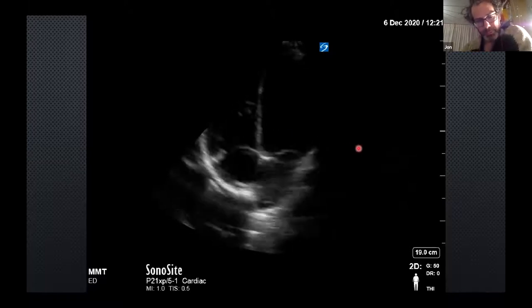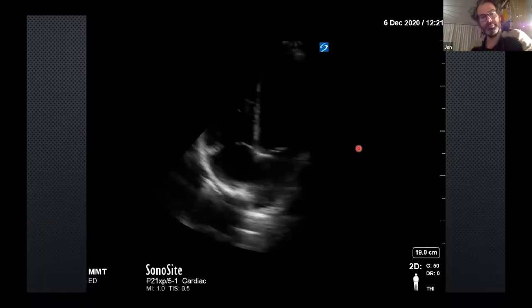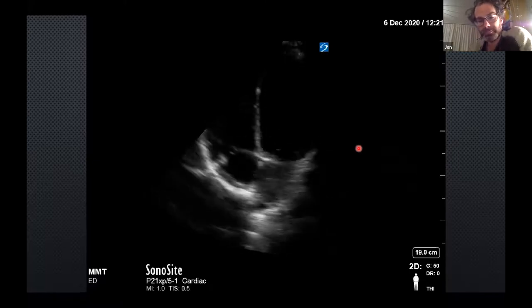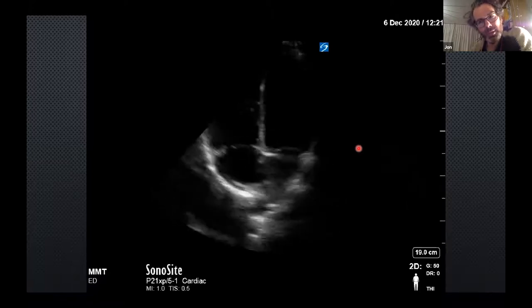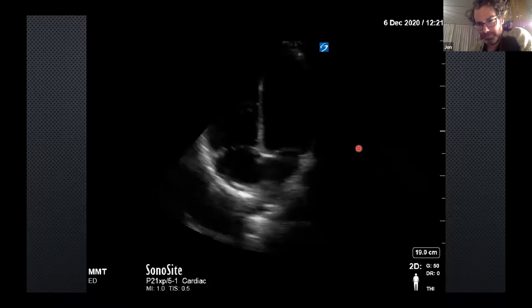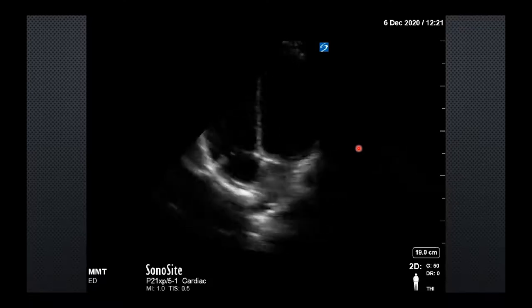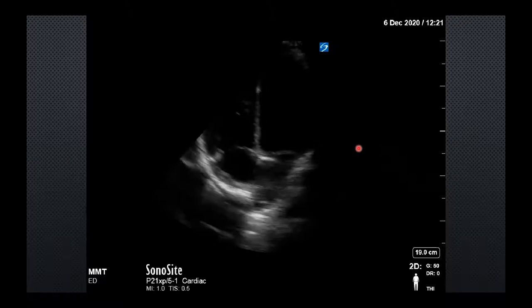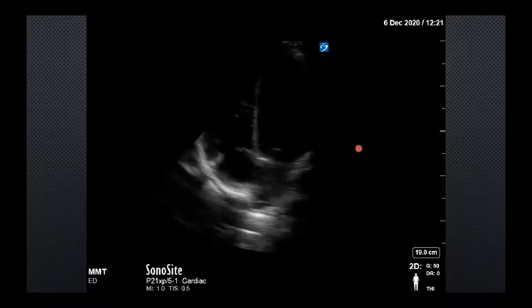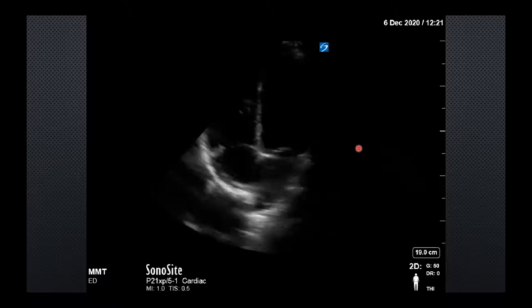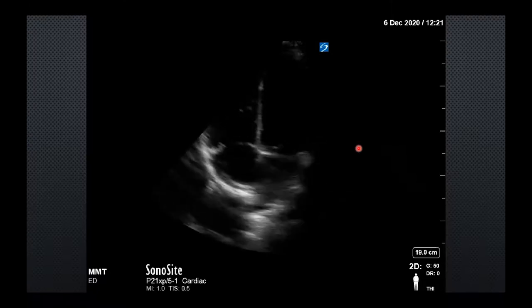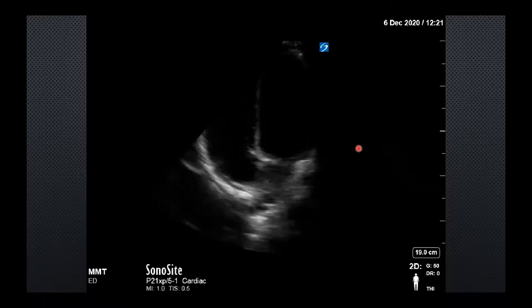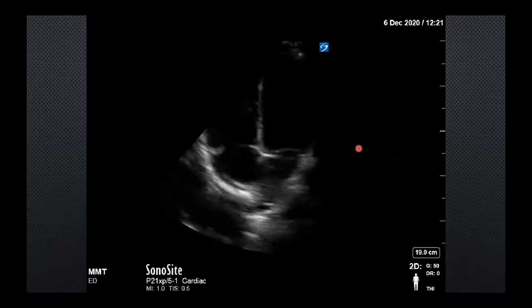What do you think? What are the main findings? Otherwise, I'll just pick on people that I know. I will speak if you want, but it looks as if the RV is of a similar size to the LV. So the ratio between the RV and the LV would suggest that actually there's, it looks like there's biatrial dilatation as well. So it looks like there's just general dilatation of the structures of the heart.